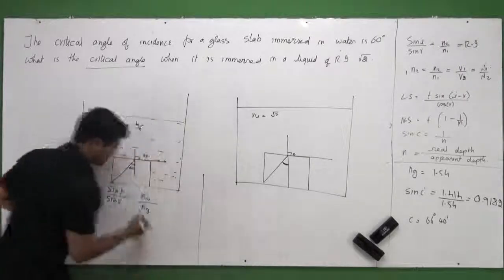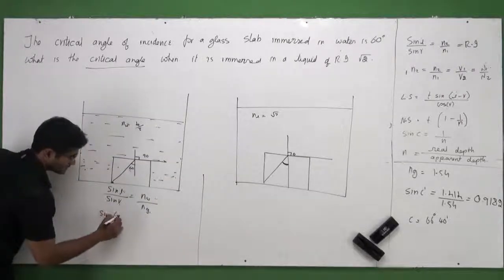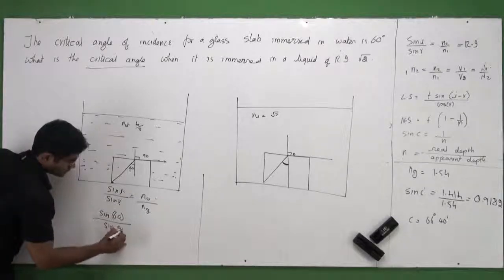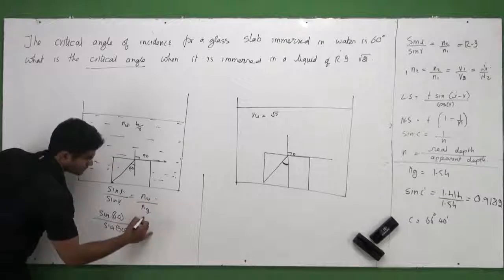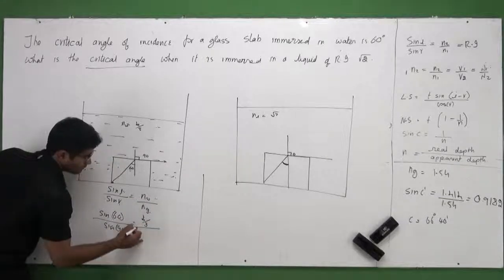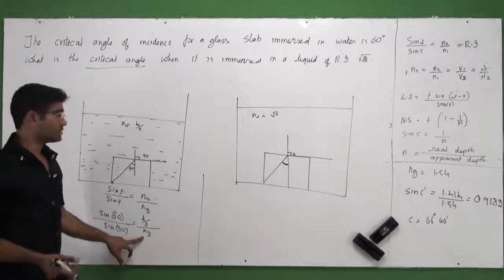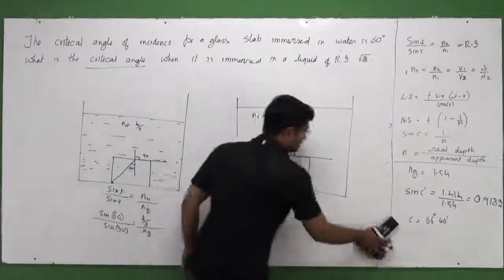So let me put these values here: sine of 60 divided by sine of 90, which is 1, equals NW, which is 4 by 3, divided by NG. So one thing I don't know here is NG. I can find this out. We'll see what happens here.